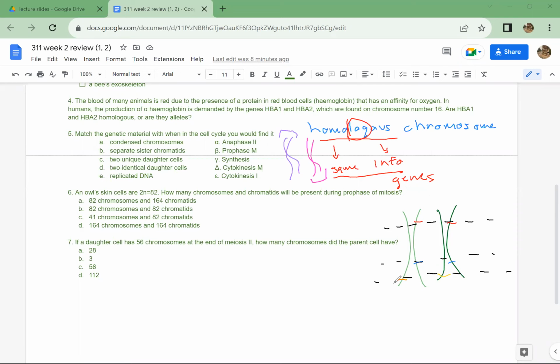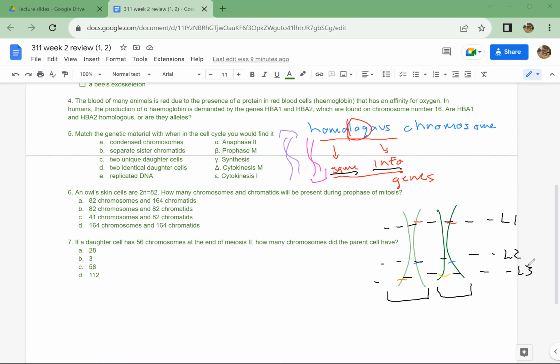we have similar genes. So this location, which we call a locus, we'll call locus 1. This one is locus 2, and location or locus 3. So the reason that this light green chromosome is homologous to this dark green chromosome is that we have the same gene at the same location, same info, and the same holds true for locus 2.